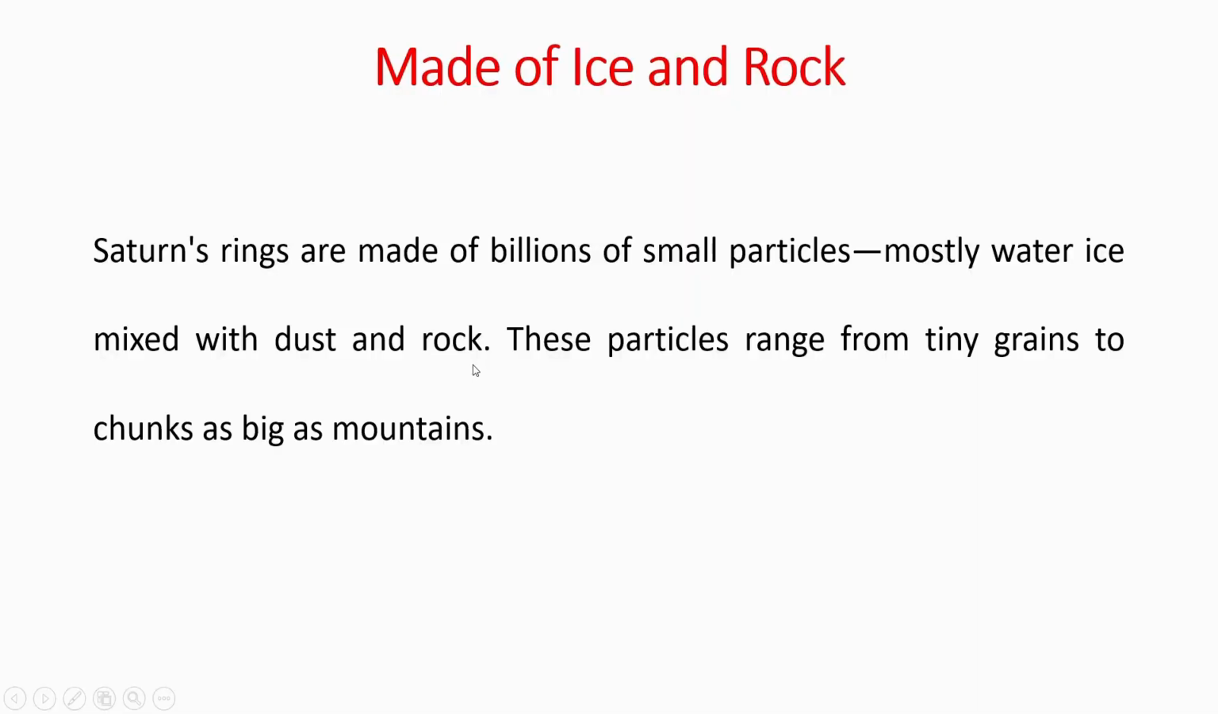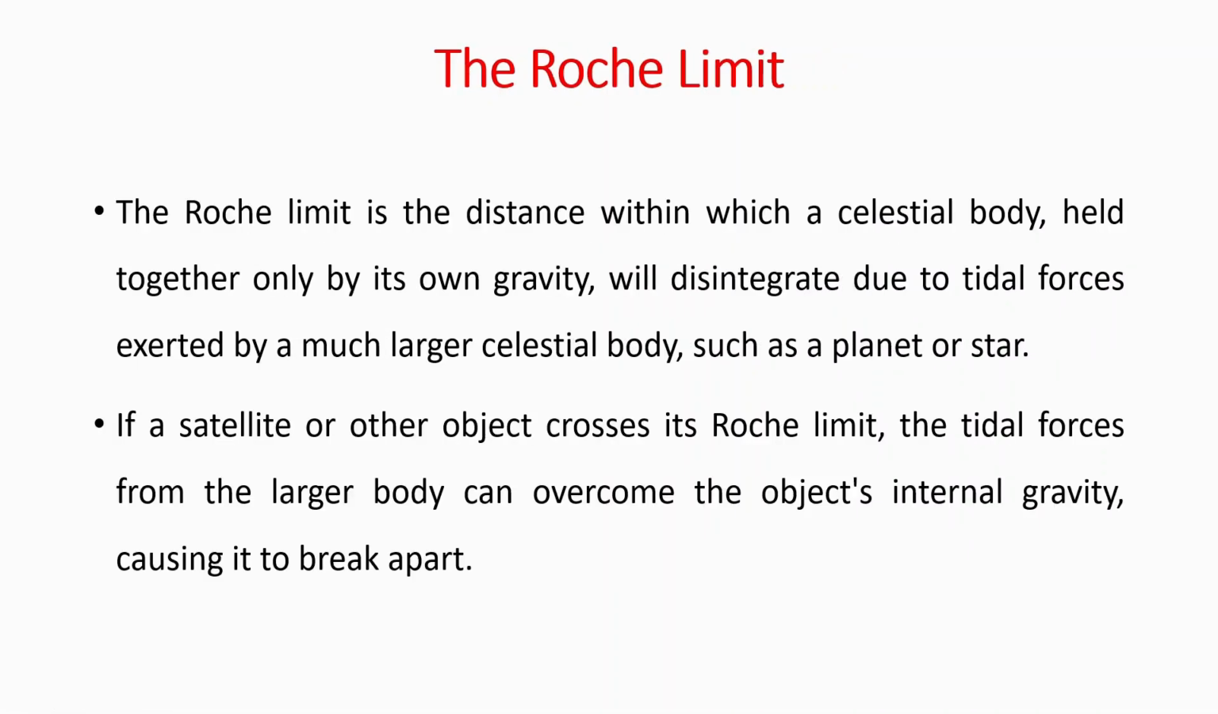Okay, so before we really learn about the theories for which the rings are observed around Saturn, let us learn about one particular concept which is called the Roche limit. So what is the Roche limit? It is the distance within which a celestial body held together only by its own gravity will disintegrate due to tidal forces exerted by much larger celestial bodies such as a planet or a star.